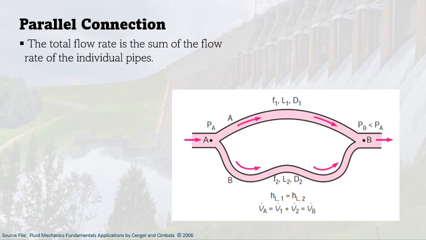For a parallel connection, on the other hand, that branches into parallel pipes and then rejoins at a junction downstream, the total flow rate is just the sum of the flow rates in the individual pipes. The pressure drop or head loss in each individual pipe connected in parallel must be the same, since the pressures at these two points are the same for all the individual pipes, in order for it to flow, for example.